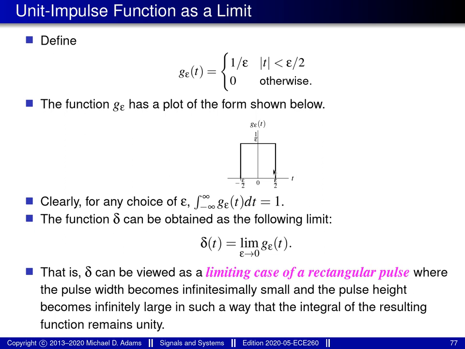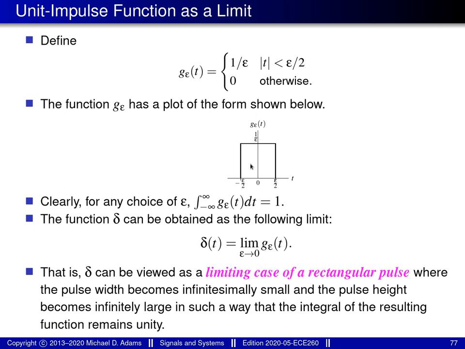Now if you want to have a good mental model for what the delta function is, imagine taking the limit of this function g subscript epsilon as epsilon goes to 0. So as epsilon goes to 0, what's going to happen to this function here? Well, as epsilon goes to 0, the width of this rectangular pulse is going to become narrower and narrower. And the height of the pulse is going to become taller and taller, because as epsilon goes to 0, 1 over epsilon goes to infinity. So as epsilon goes to 0, the pulse gets narrower and narrower and taller and taller.